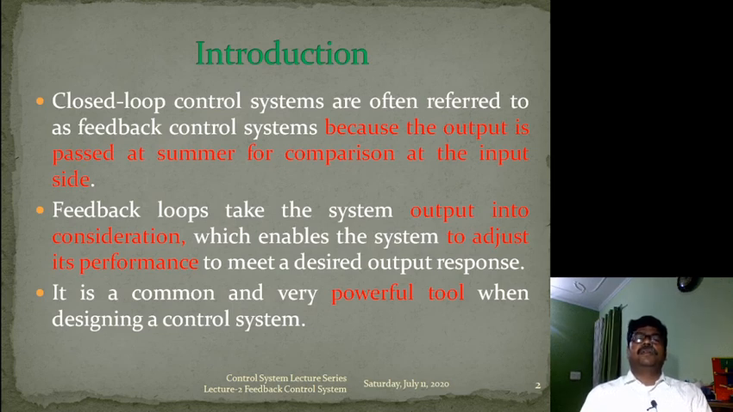As discussed in the first lecture of control system, the output of a system is passed to a summer for comparison at the input side. When the system performance is not a desirable response, then we adjust the system to get the desired output through the feedback loop structure.